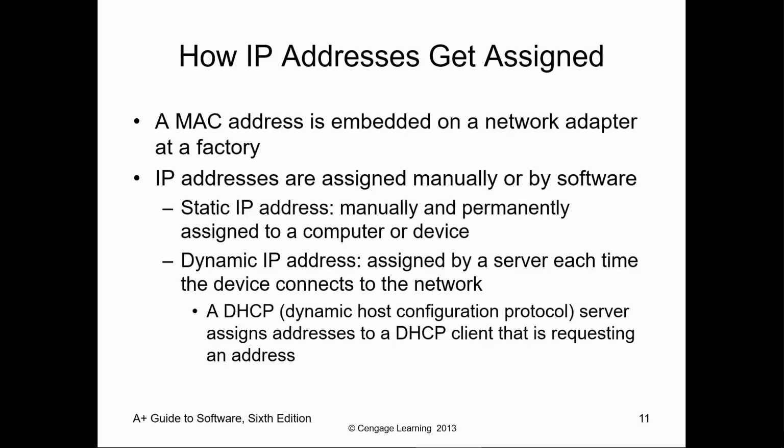So normally the question becomes, how do we get addresses? How do they get assigned? Remember that a MAC address is embedded or hard-coded in the actual adapter, while IP addresses are logical, so that means they can be assigned different ways. Normally there are two standard ways: a static IP address, which is manually and permanently assigned to a computer, or dynamic. Dynamic is assigned by a service, normally a server, each time the device connects to a network. Normally that service is used to control DHCP, or Dynamic Host Configuration Protocol, which seeks to control the handing out of addresses to those that need addresses.